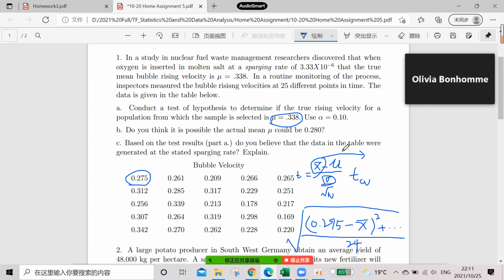You should have a t table in the back few pages of your textbook, or you can Google a standard t distribution table. To find a t critical value, there are two parameters you have to know. The first is the degrees of freedom, and you already know that's 24. It's n minus 1. And then you need to have an alpha. In this case, alpha equals 0.1, but that is a two-tailed test. So in each tail, the alpha would be 0.05.